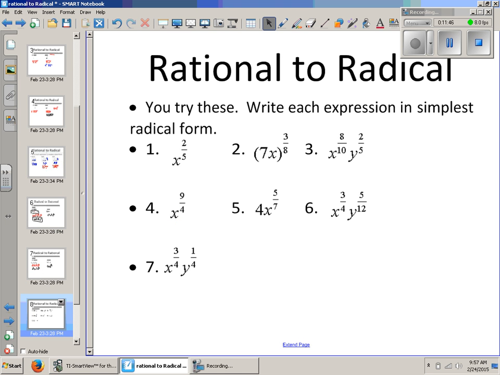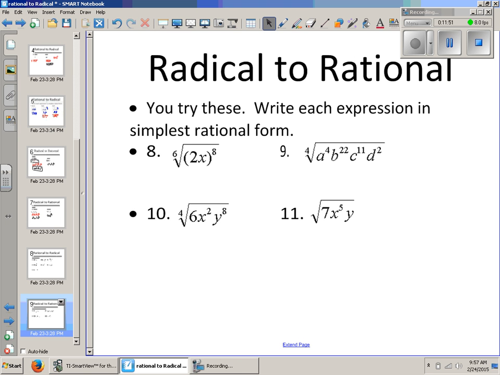Here are some problems for you to work. Here are some more problems for you to work.